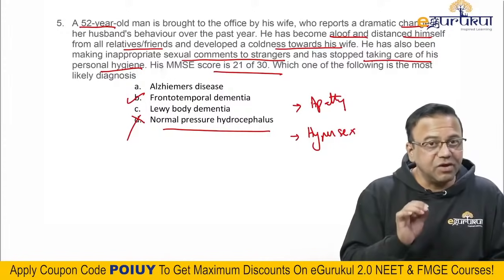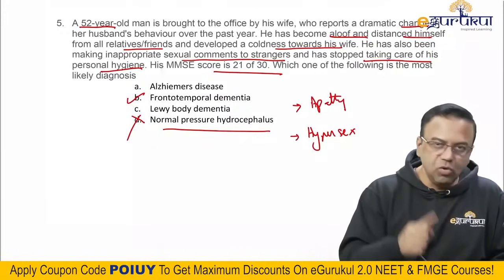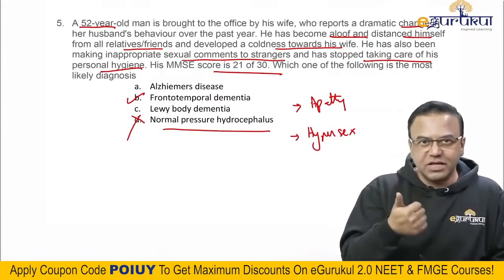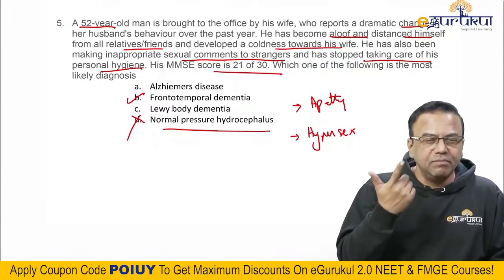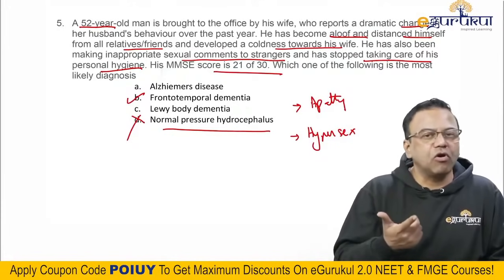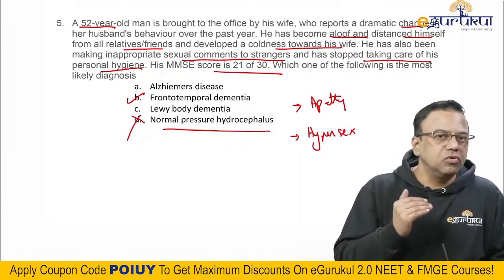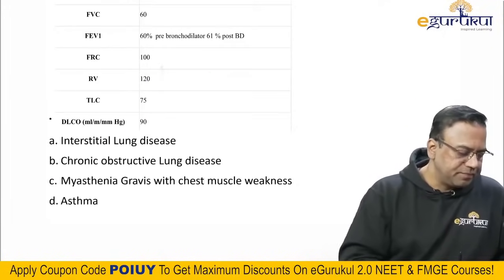This is known as the behavioral variant of frontotemporal dementia. The clues towards FTD: the age is less, number one. Alzheimer's and Lewy body generally occur above 60. Secondly, behavioral features have been described. That is the hallmark of frontotemporal dementia. So look at those things to tell you the diagnosis. Moving to the next one.